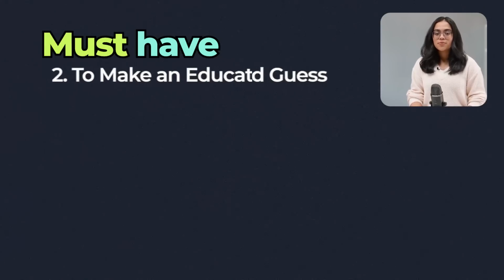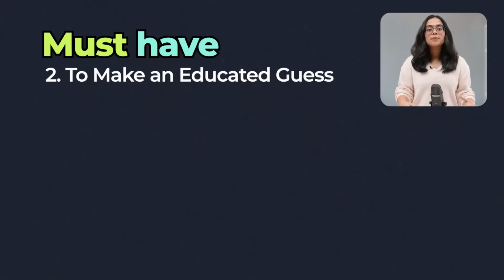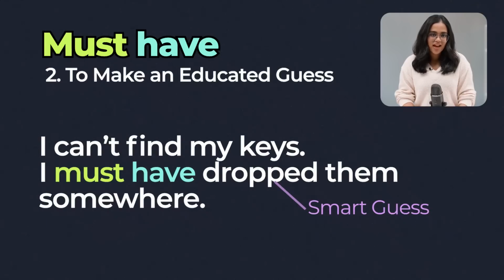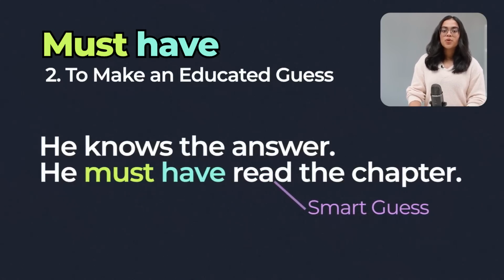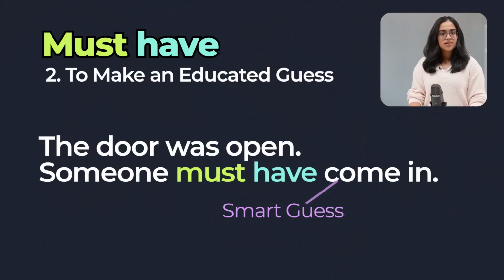Now, the second use of must have is to make an educated guess. It's like giving a smart guess about the past. Take a look at these examples. She's late. She must have missed the bus. I can't find my keys. I must have dropped them somewhere. He knows the answer. He must have read the chapter. The door was open. Someone must have come in. So in all these sentences, you're trying to make an educated guess, a smart guess that this might have happened.